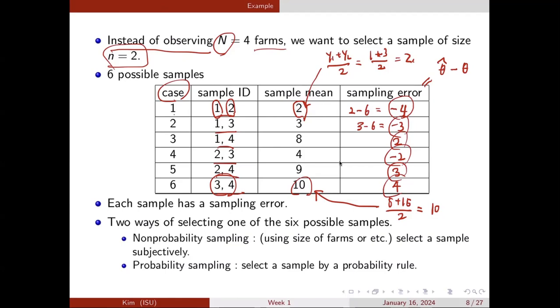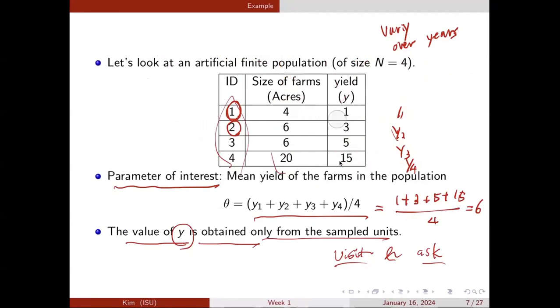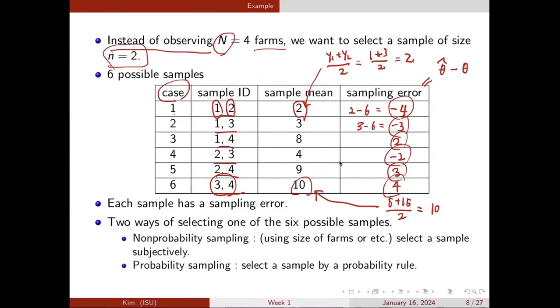So the first one is, maybe there's some information. The information we have is the size. Since I know that maybe these two farms are in the middle in terms of size, maybe I will just select the 2 in the middle and take the average. So which is actually the 2 and 3 combination, right? So that is non-probability sampling. Use some information and select a sample subjectively.